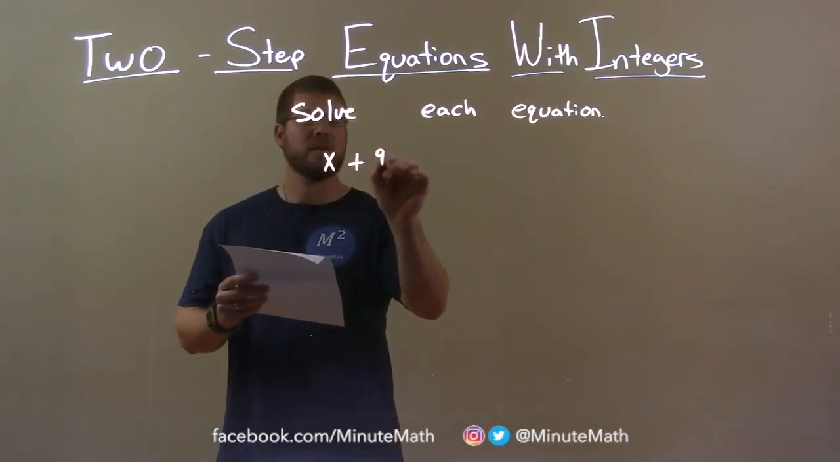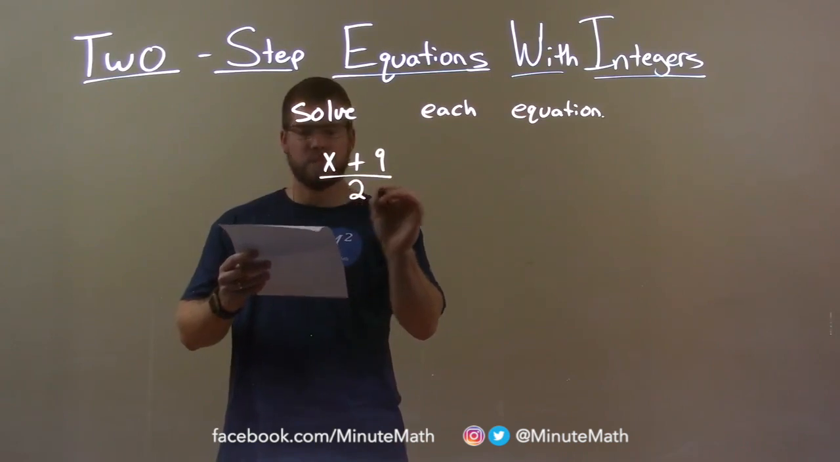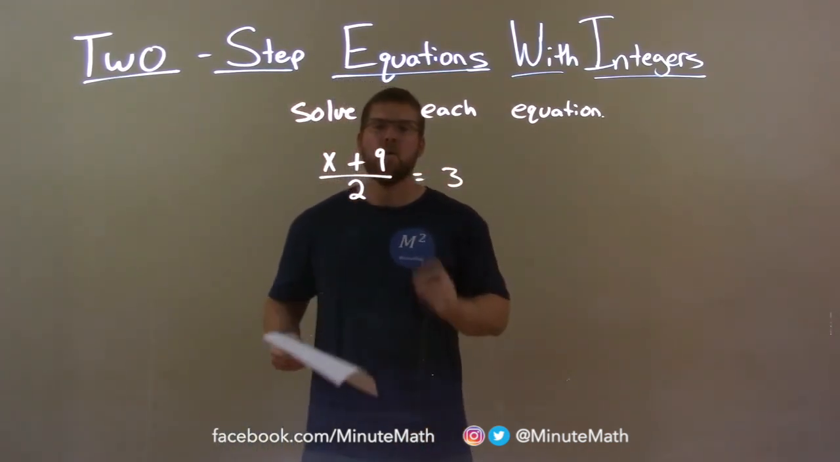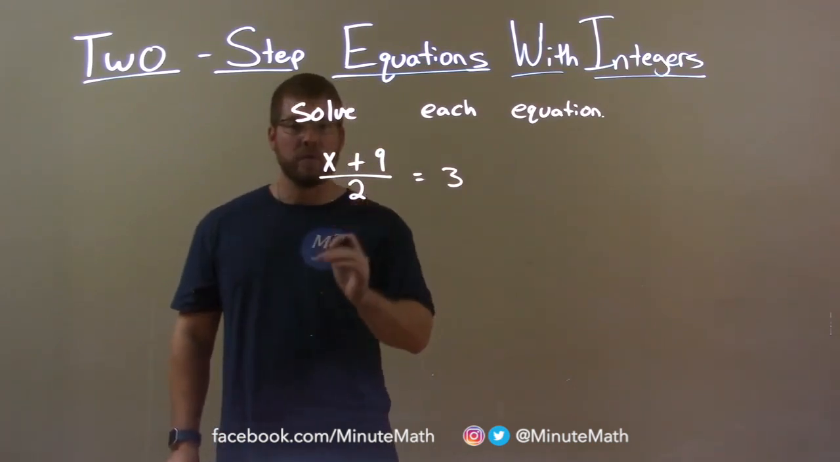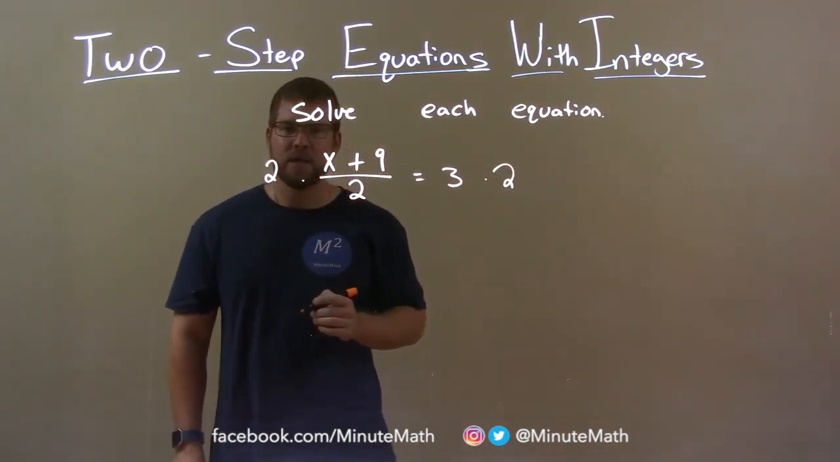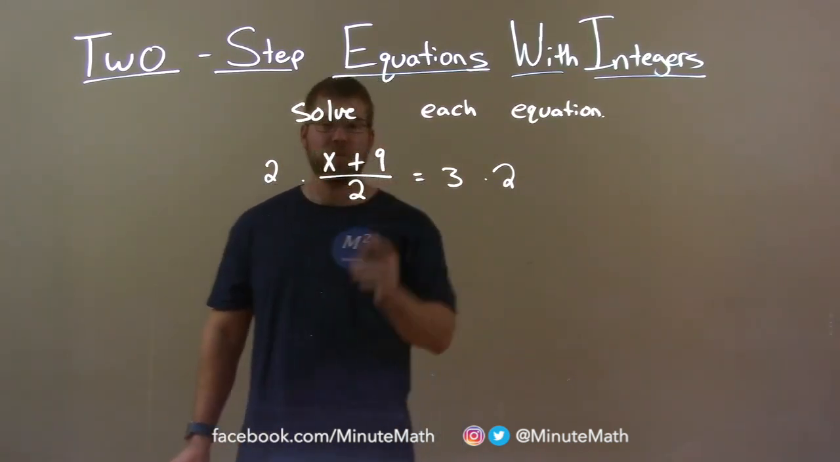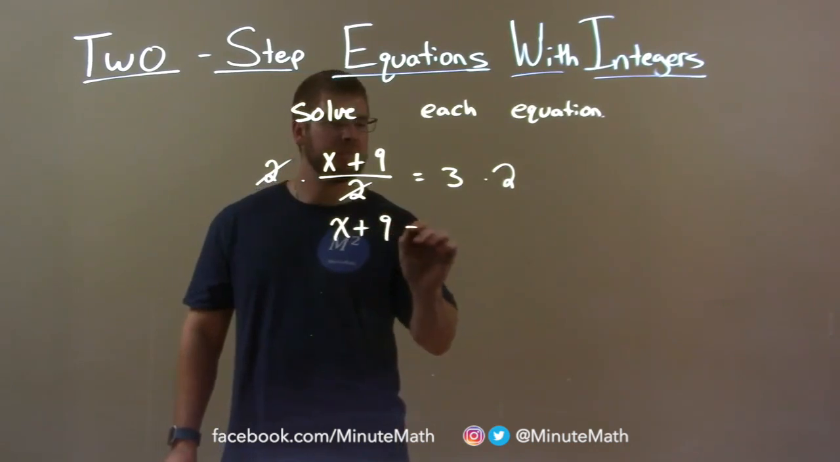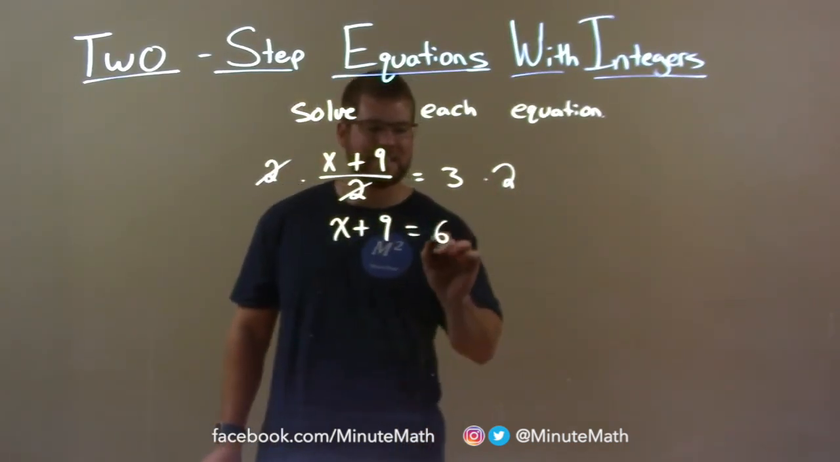x plus 9 over 2 equals 3. All right? Well, I want to get x by itself. So to do that, first step is multiply both sides by 2. Since we're dividing by 2, opposite of division is multiplication. 2's cancel, leaving me x plus 9 equals 3 times 2, which is 6.